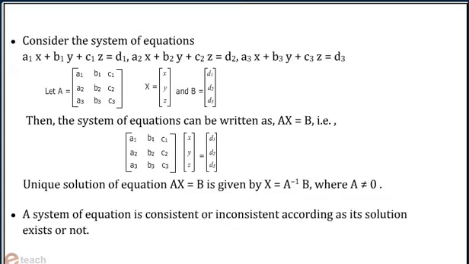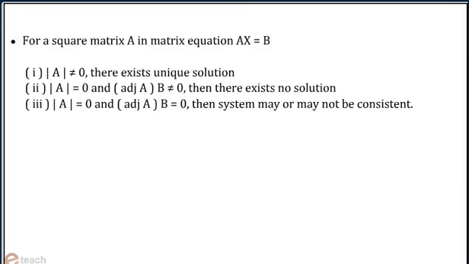A system of equations is consistent or inconsistent according as its solution exists or not. For a square matrix A in matrix equation AX = B, if determinant A is not equal to 0, there exists a unique solution. If determinant A equals 0 and adjoint A into B is not equal to 0, then there exists no solution. And if determinant A is equal to 0 and adjoint A into B is equal to 0, then the system may or may not be consistent.